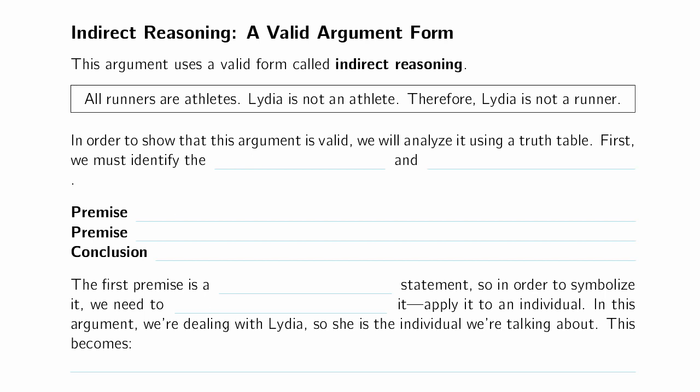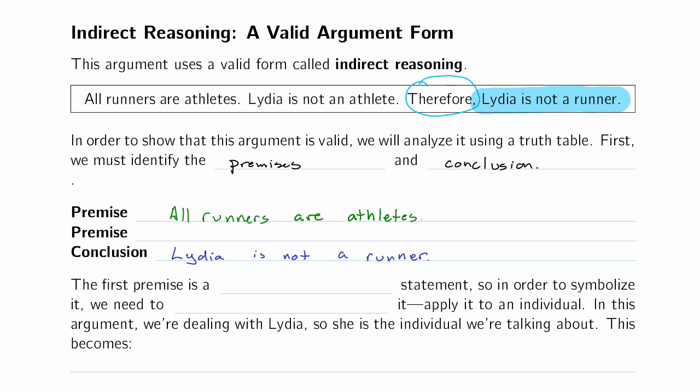In order to show that this argument is valid, we'll analyze it using a truth table. In order to do that, first we need to identify the premises and the conclusion. So here we have that helper word therefore, helping us find the conclusion. And that our conclusion must be Lydia is not a runner. We'll fill that in first. The other two sentences are going to be our premises. All runners are athletes, and Lydia is not an athlete.